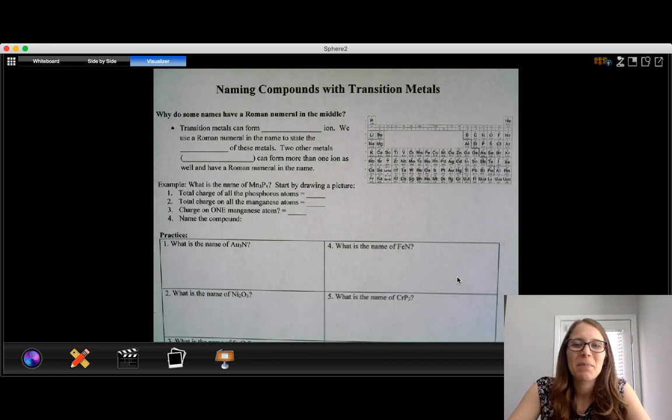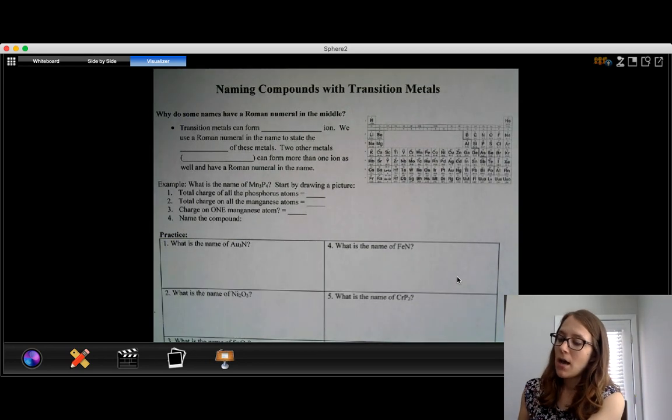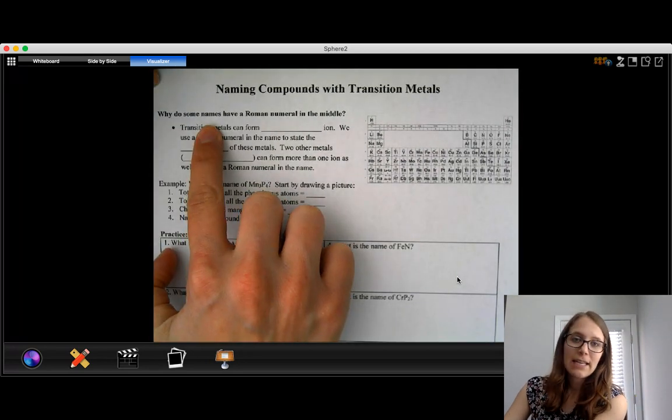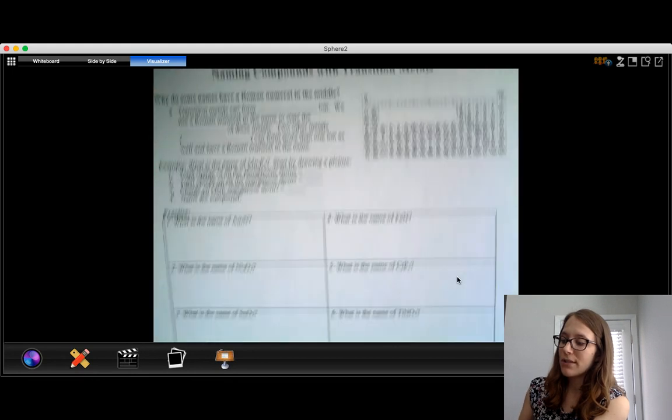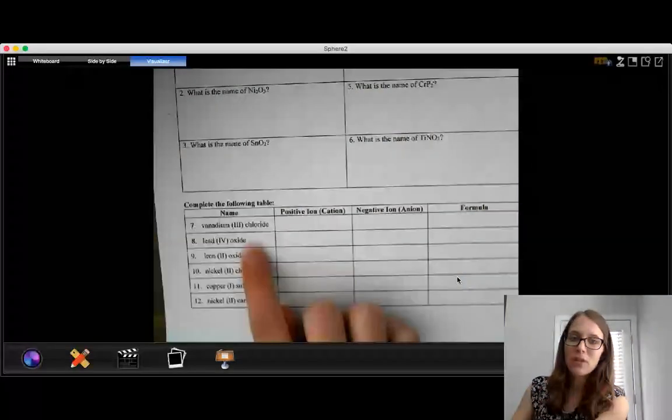Right, we are on the last page of the Unit 4.1 packet, which is where we're going to finally look at transition metals. We've said that transition metals are a little bit different than other metals. We haven't been able to predict their charge, and therefore we haven't done anything with transition metals this whole unit. Some names that we're going to see for ionic compounds have Roman numerals in the middle of the name, and you see examples of that down below.